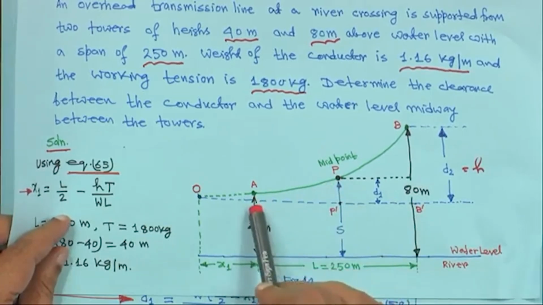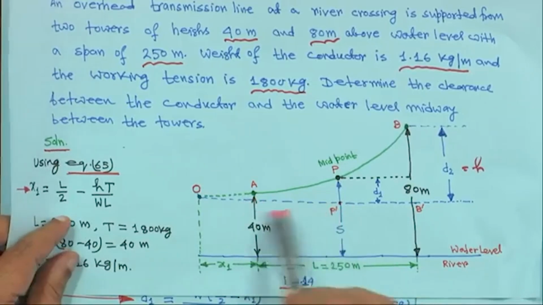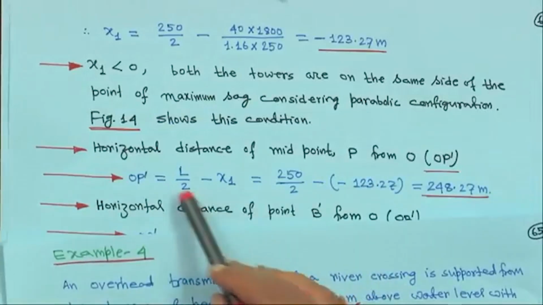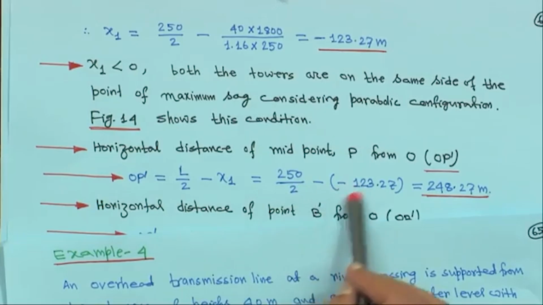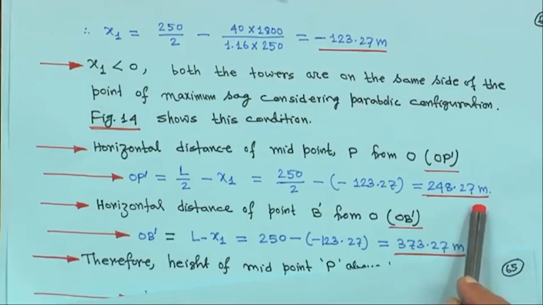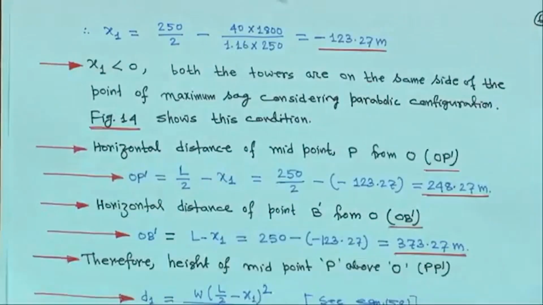So, from this point to this point, the horizontal will be L by 2 plus x 1, but as x 1 has become negative, that is why you are writing OP dash is equal to L by 2 minus x 1. Actually it will be 250 by 2 minus this thing, ultimately it will be added up. So, that is why it is 248.27 meters. This is your O to P dash.